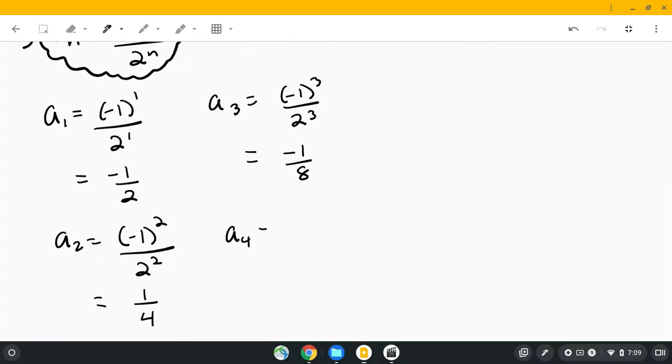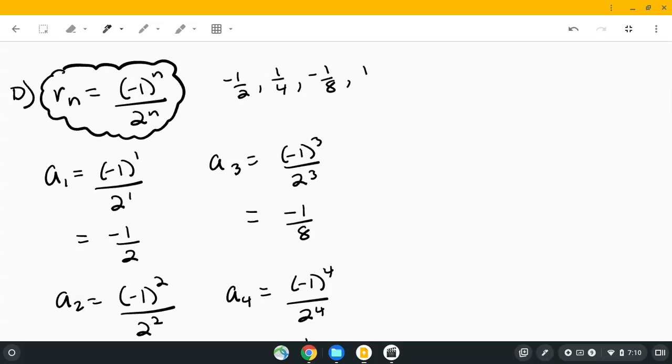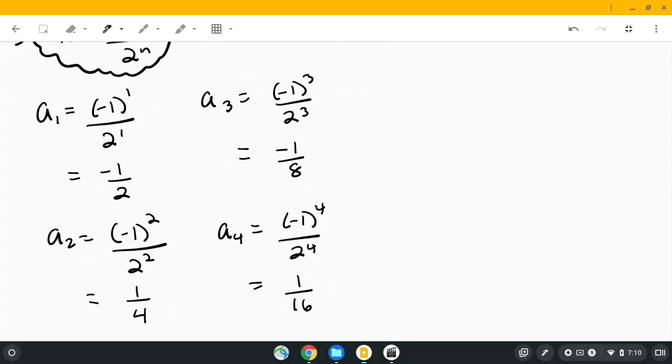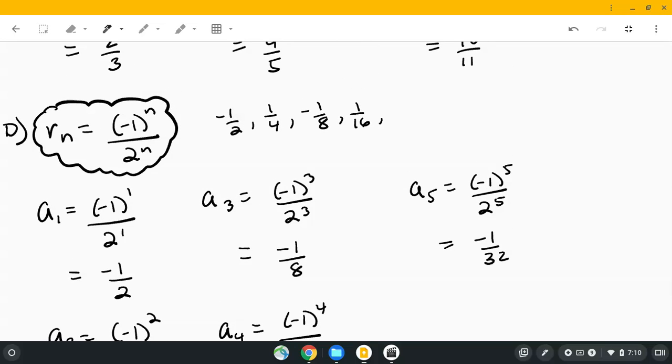And if I do that for A4, I get negative 1 to the fourth, 2 to the 4th. Negative 1 to the 4th is positive. 2 to the 4th is 16. And if we do, let's just do this last one here, A5, the fifth term. So that would be negative 1 to the fifth power, 2 to the fifth power, and we get negative 1 over 32. Okay, so let's skip the 10th term. So this is what we would have here, right?